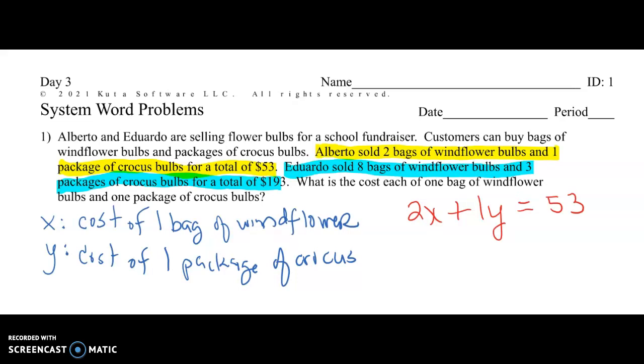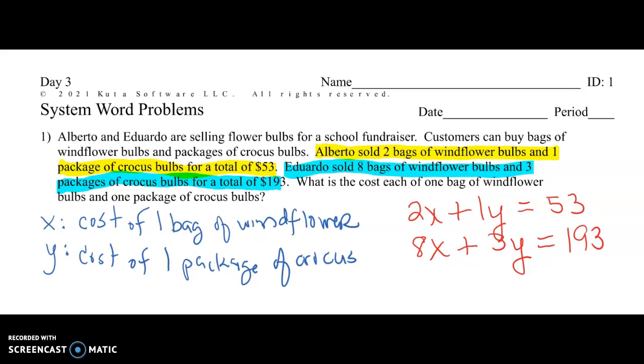All right, then we have a second equation for this sentence. Eduardo sold 8 bags of windflower and 3 packages of crocus for a total of $193. 8 bags of the windflower, so 8 times the cost of the windflower, plus 3 packages of crocus, so 3 times the cost, which is 3y, and it equals $193. So there's our second equation for that particular sentence. So there's our system of equations.